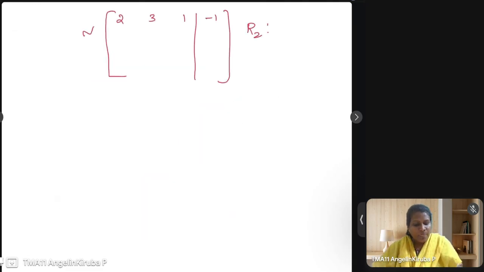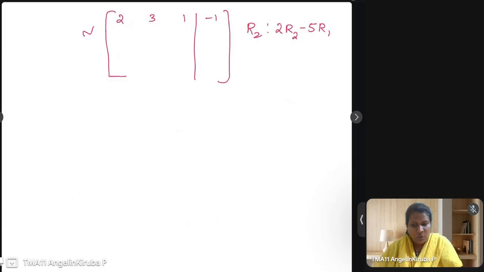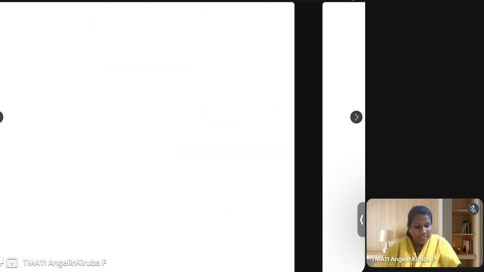Right? So 2 times R2 minus 5 times R1. Just look at this. 2 times R2 means it is 5 into 2, 10. This one minus 5 times R1. So 2 into minus 5, that is minus 10. So plus 10 and minus 10 will get cancelled. So the first element will be equal to 0. Next, in a similar manner, we have to find for the other variables, that is for this one, and for this 9 also. Right?